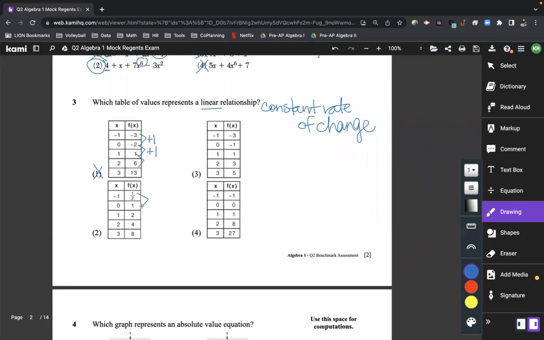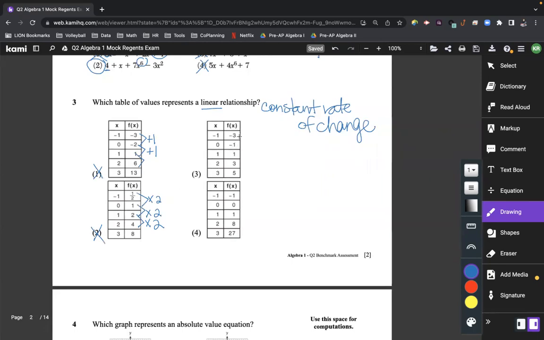To get from 1/2 to 1, I have to multiply by 2. 1 to 2, I have to multiply by 2. 2 to 4, multiply by 2. Because I'm multiplying, the answer choice is not 2 either. Now, let's go to 3.